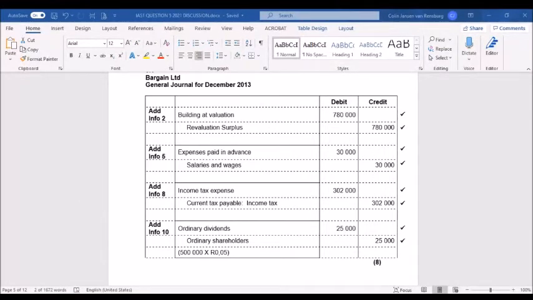No, thank you, Aqua. No, the debit has to do with your non-current assets, and the credit has to do with your equity, right? So that had no effect on your current liabilities. Let's have a look at the next one. Expenses paid in advance and salaries and wages.